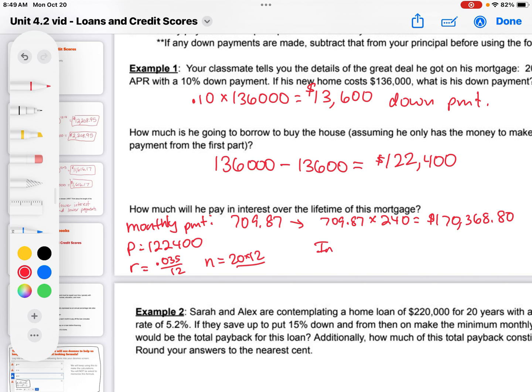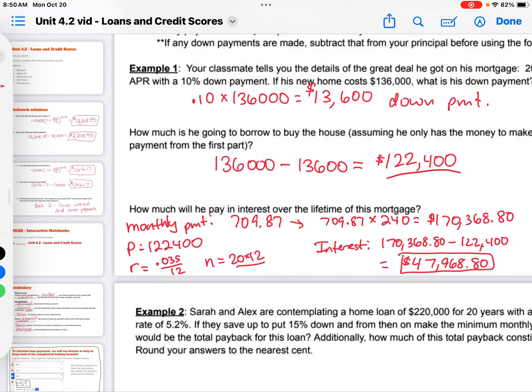So how much of this was interest? Well, you take that amount you just got and subtract off what you financed, which is the $122,400. And you ended up paying in interest $47,968.80. It's a lot of money.